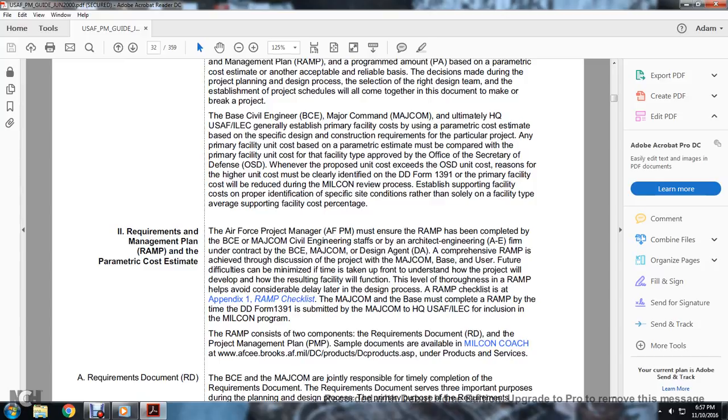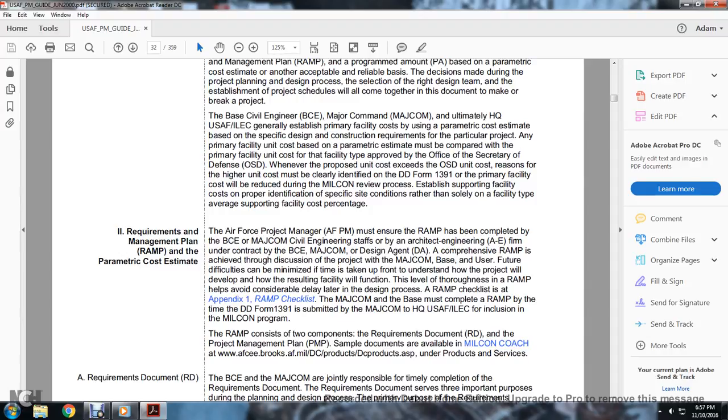The Air Force project manager must ensure the requirements management plan has been completed with the base civil engineering staff, the major command civil engineering staff, the architectural engineering firm under contract, and the designing agent. The comprehensive requirements management plan is achieved through discussion of the project with the major command and the base. Future difficulties can be minimized in time by understanding how the project will develop and how the resulting facility will function. Doing this through the requirements management plan helps avoid considerable delay in the design process.